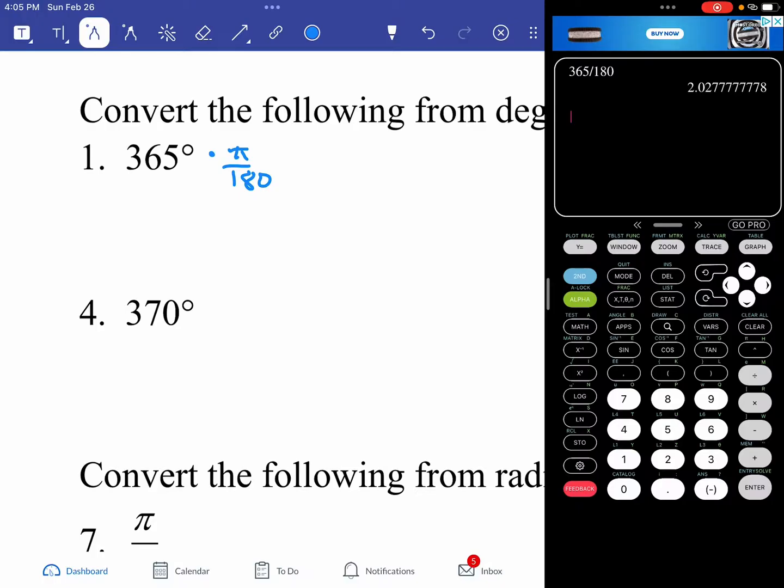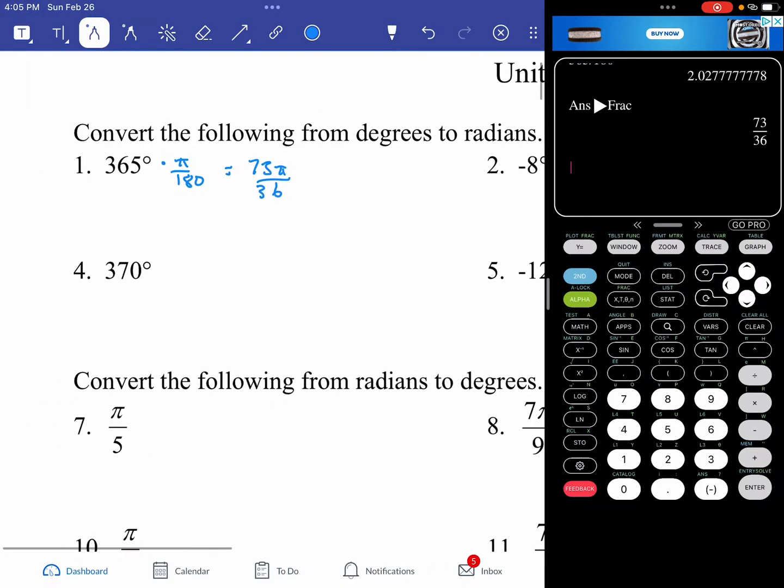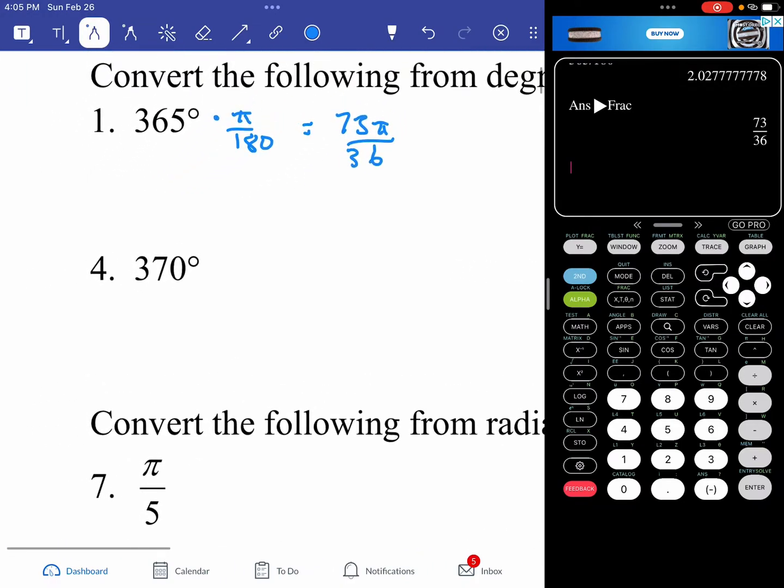We get a decimal. We convert that to a fraction. So we get 73 pi over 36. Actually, we're going to go down here, make it a little bit easier to go across. For number 4 here, again, we're multiplying by pi over 180. So we have 370 divided by 180.